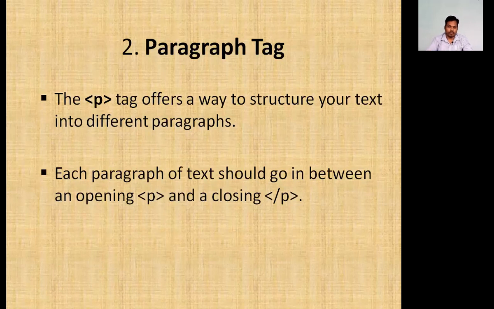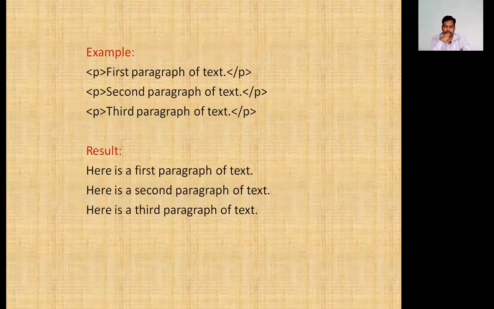Now, see example. First paragraph of text, second paragraph of text, third paragraph of text. Because we have given it inside a P tag, which means paragraph tag, we have written it inside a paragraph tag. That's why it is in different lines. Suppose in one paragraph I write 5 lines, and in another paragraph tag I write 5 lines. So these five lines will be separately written.